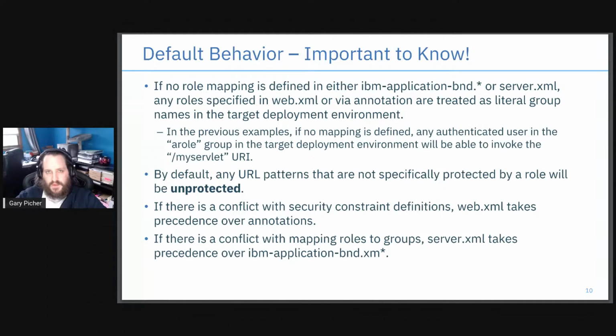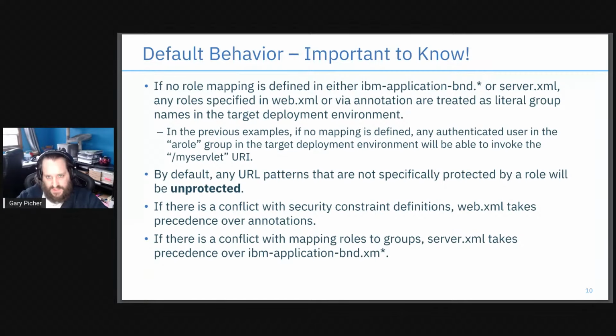That can lead to some unexpected behavior, especially if the roles defined in the application are pretty generically named. So it's strongly recommended that you do role mappings for all the roles in your application. Another thing to be aware of is any URL patterns that are not specifically protected by a role, either with an annotation or a web XML, are unprotected. This means that you have to explicitly go in and define rules for every endpoint that you want to protect.